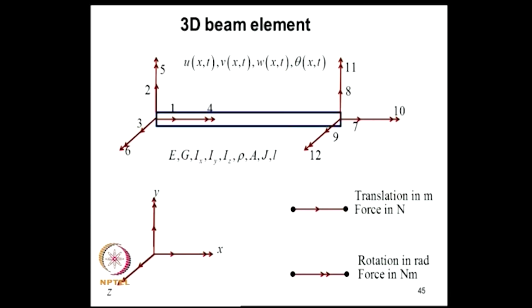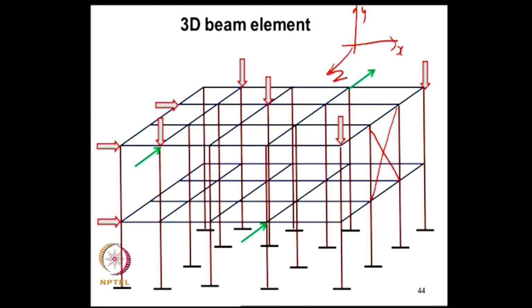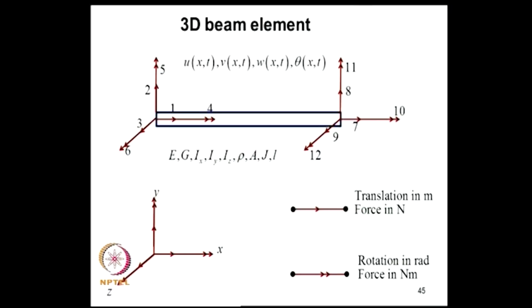What is a typical 3D beam element? The load carrying mechanism here would consist of bending in 2 planes, that is bending in the yx plane and bending in the yz plane, twisting about x, and axial deformations. So, there is axial deformation, there is bending in 2 planes and there is twisting. A typical member therefore will have several field variables. U of x comma t is the axial deformation.